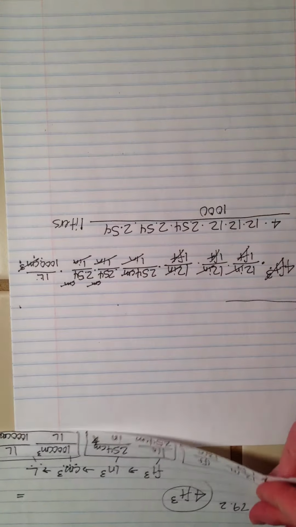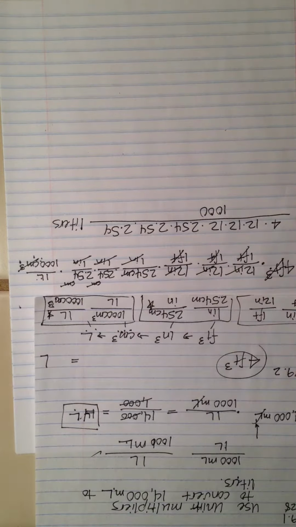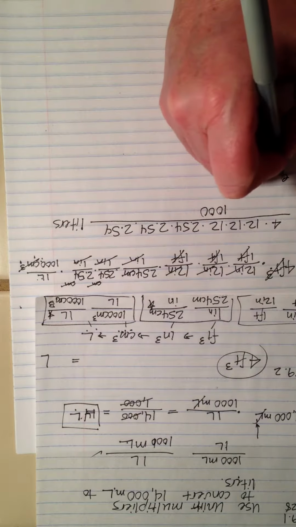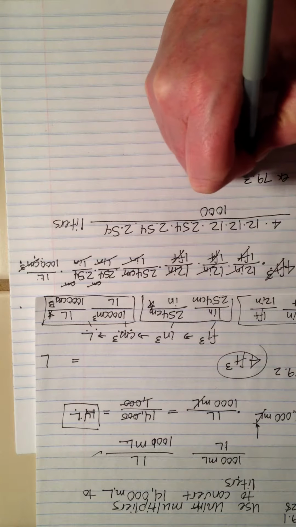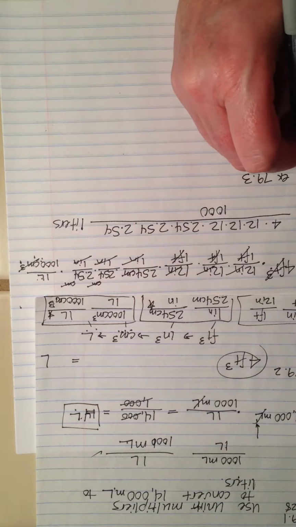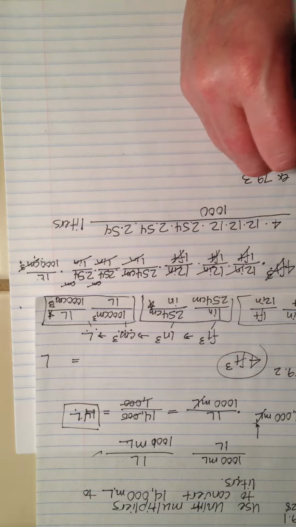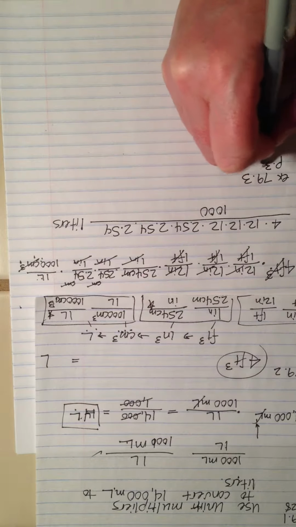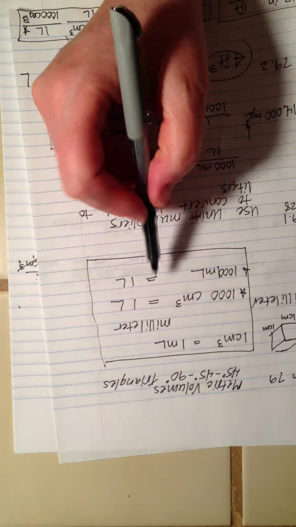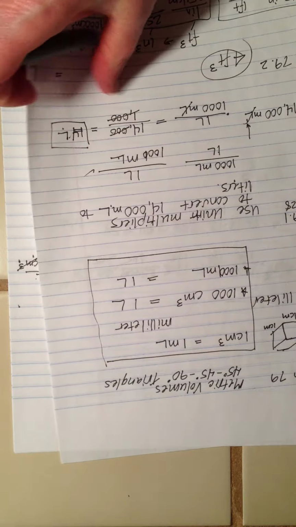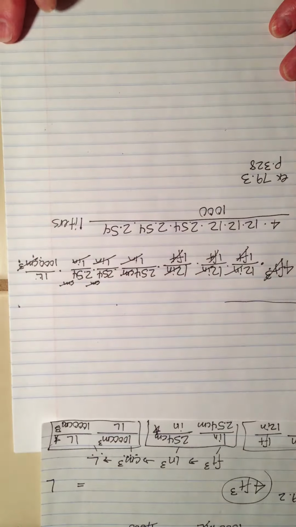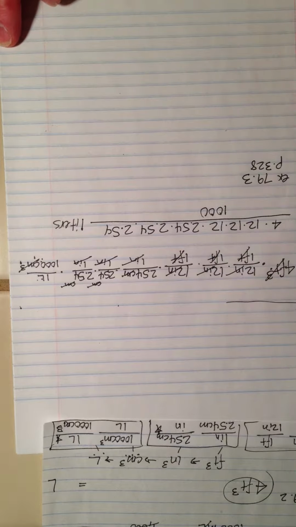All right, I'm going to have you guys go ahead and work example 79.3. And again, that is on page 328. And again, just use your notes. Make sure you have this information handy so that you can make the adjustments among those. Go ahead and do that, and then I will meet you back here for part B as soon as you're done.